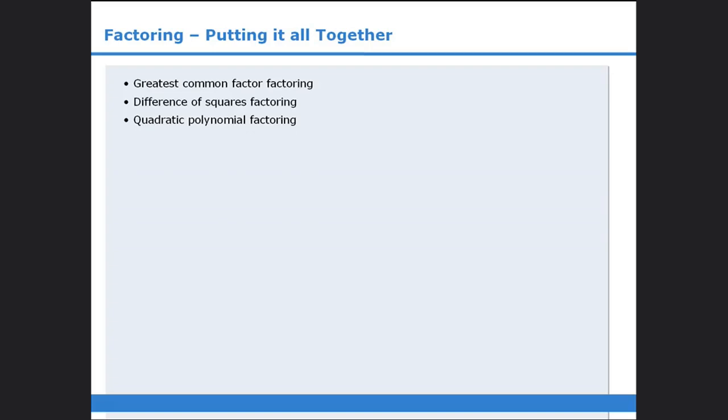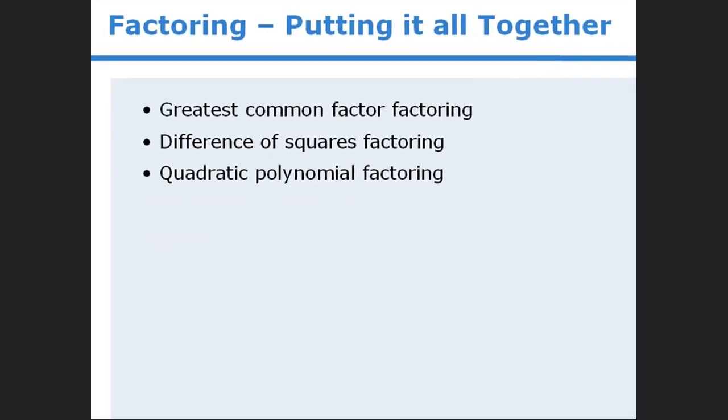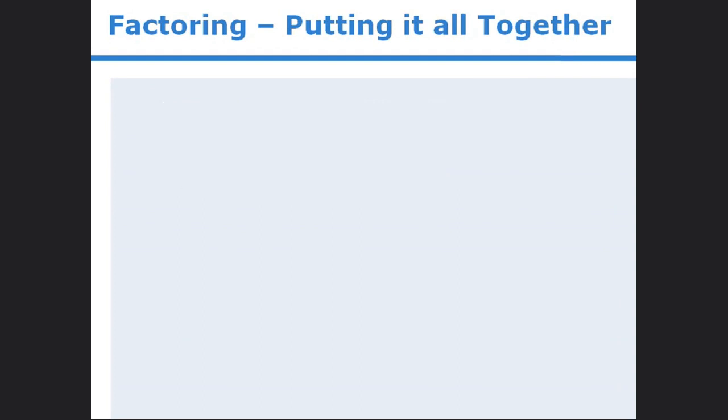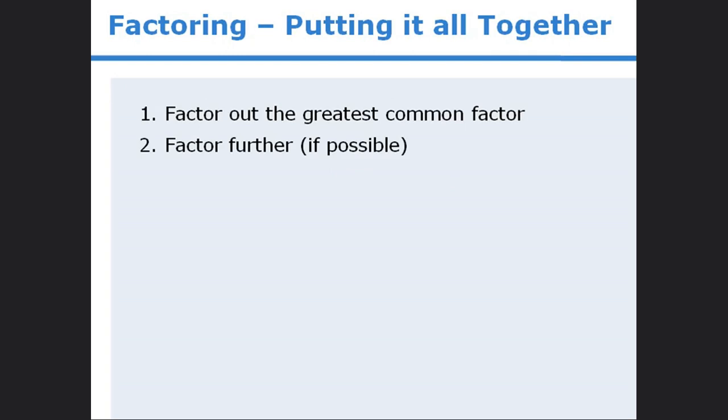In previous lessons, we learned 3 different factoring techniques. In this lesson, we will use these techniques to completely factor expressions. So when we factor an expression, we will first factor out the greatest common factor. Then, if the expression inside the parentheses is one that can be factored further, then we will do so.